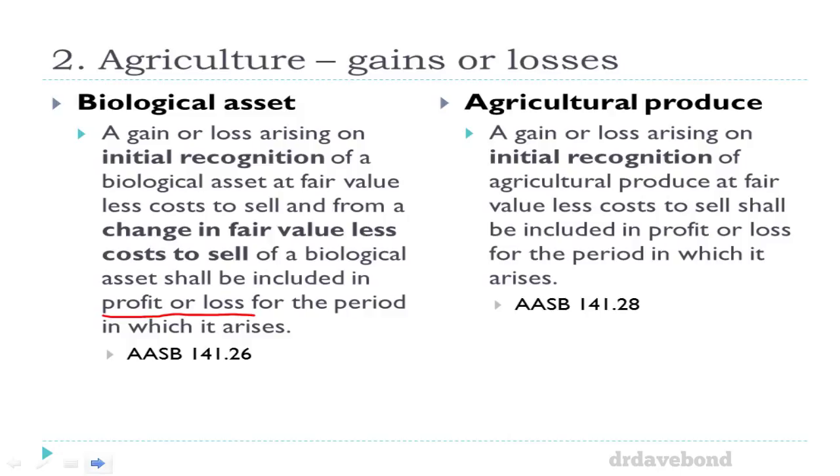Now, agricultural produce, a gain or loss arising on initial recognition. That is the only time you deal with this because after initial recognition, it becomes inventory. And we're going to talk about this in the example in a second. It's all taken through profit or loss. So this is very much a fair value standard. We're not building cost into this inventory. What we're doing is looking at the value of the inventory, and that's what we do.